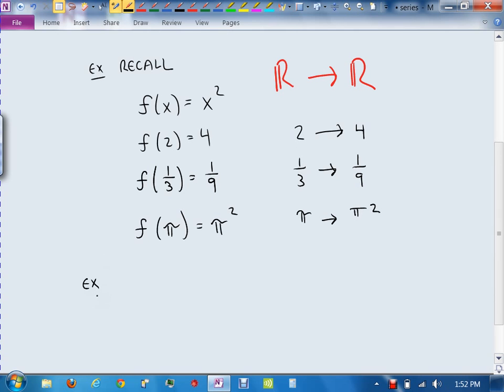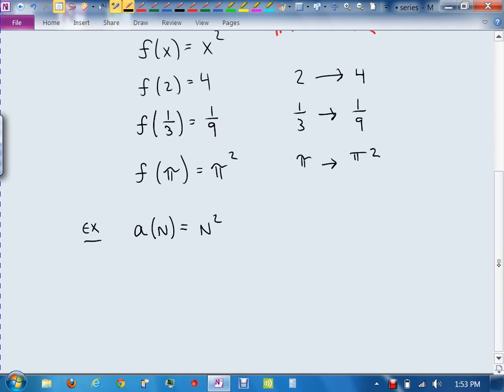So as an example, instead of using f of x, I need to somehow tell you this is not a function, it's a sequence. So you need to restrict the domain. And to do that, I write a sub n equals n squared. Now, by writing a of n instead of f of x, this tells you you're talking about a sequence as opposed to a function. But they do the same thing. They square what you put in, right?